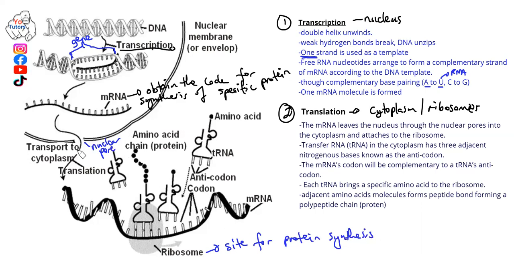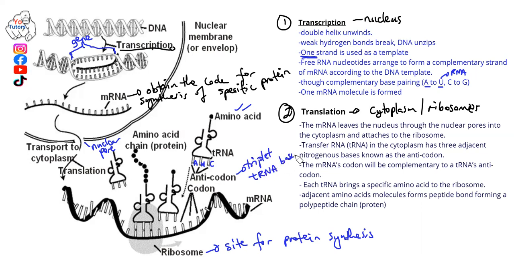Once it reaches the ribosome, it aligns itself with the ribosome. Then what we have in the cytoplasm is transfer RNA, which is carrying an amino acid. On the other hand, it has triplet bases, and these triplet bases we call anticodons. For example, here we can say A, U, C. This is the anticodon. So the anticodon is a triplet of transfer RNA bases.